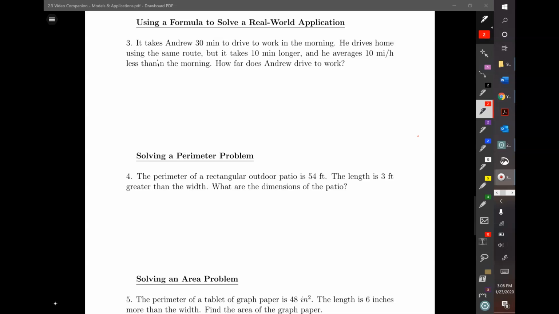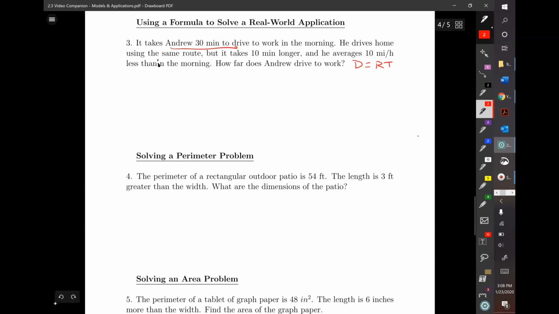So we know his rate is slower, so it's going to take him longer. First of all, there's a little typo here on the second to last sentence. It should say "than in the morning," not just "in the morning." Our formula is distance equals rate times time. You can write it as capitals or smalls, it's fine. Just be consistent within a problem.